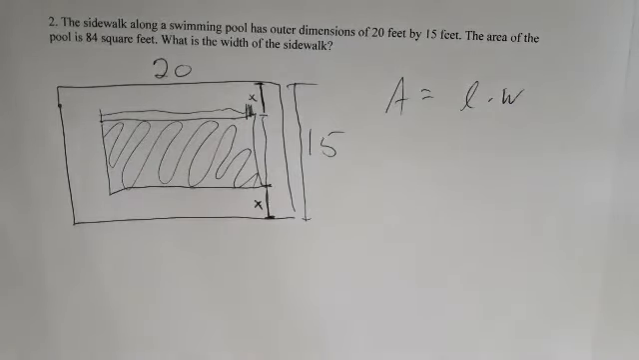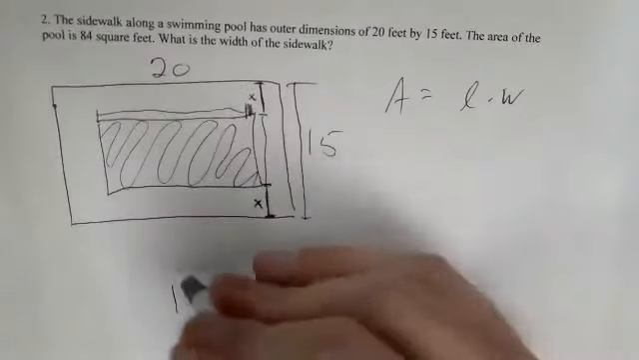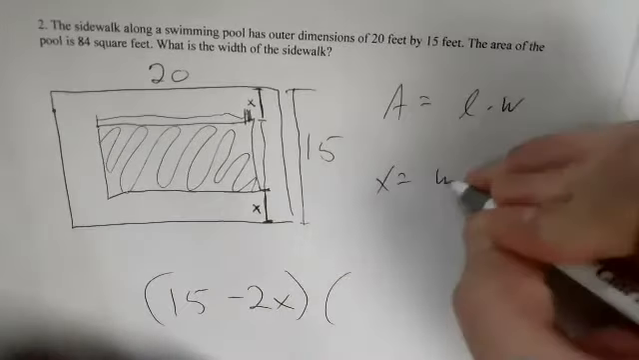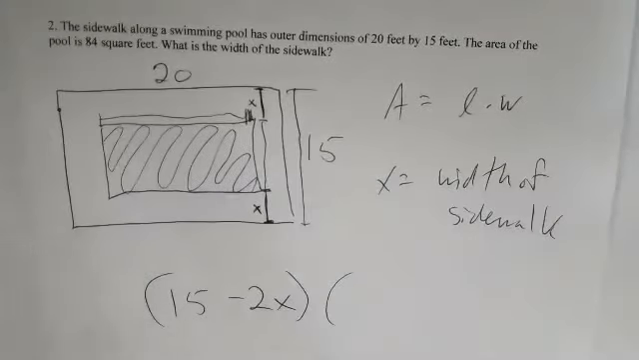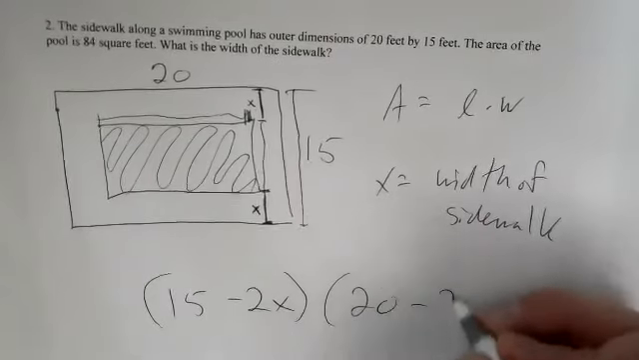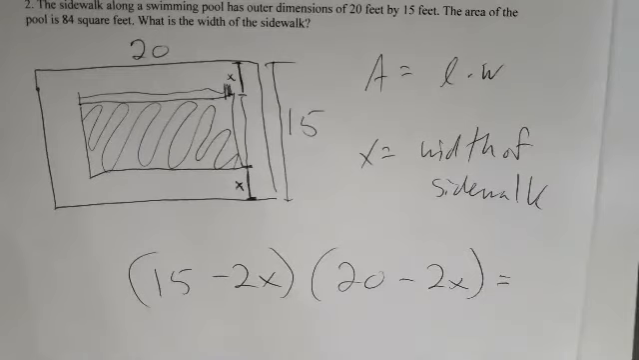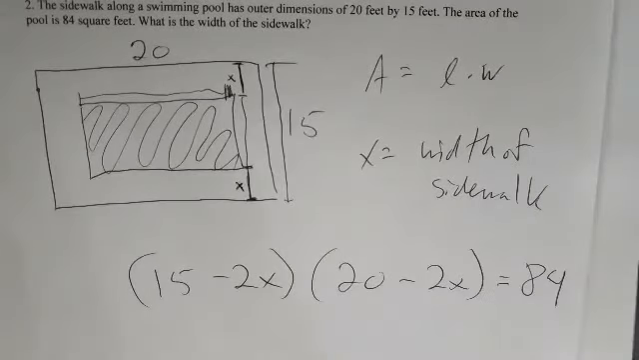Subtract 2x from the length. You want to subtract 2x. So 15 is going to be the sidewalk. We have the width of the sidewalk twice. We have the same thing happening over here too, right? We have 20. If I do that, this is all going to be equal to 84, the inside area, the area of the pool.